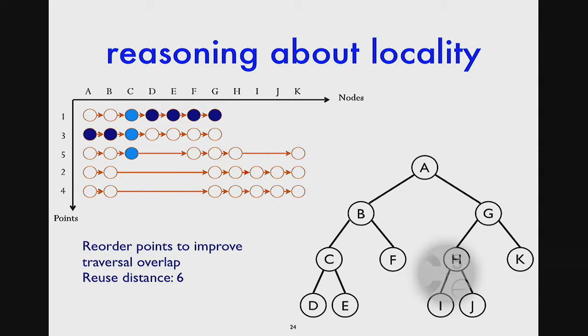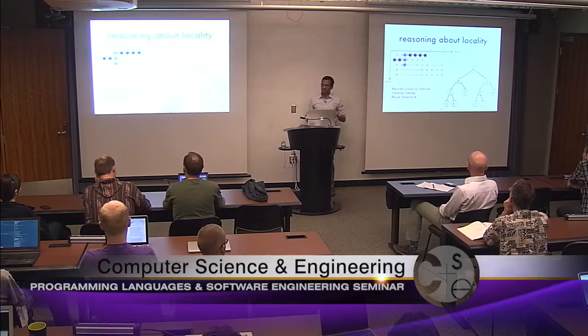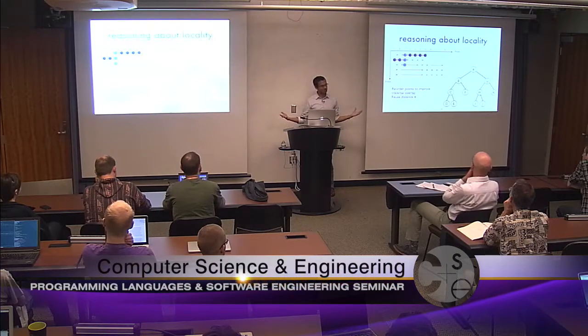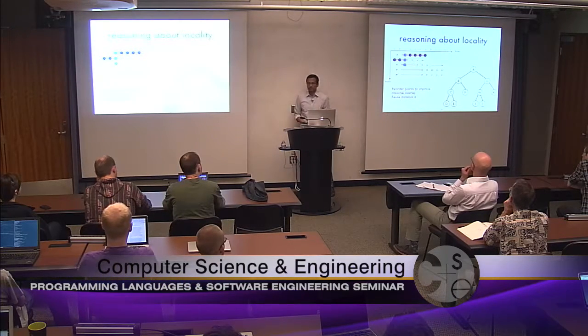Points 1, 3, and 5 all do very similar traversals of the tree. So by grouping them together, I've improved my reuse distance. I've made it more like I'm reusing more of the tree with each traversal. And in general, going from a bad order to a good order takes your reuse distance from being on the order of the size of the tree, which, as you can imagine, is terrible, to on the order of the size of a traversal, which is much smaller.